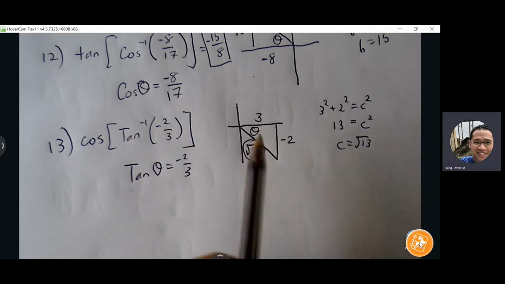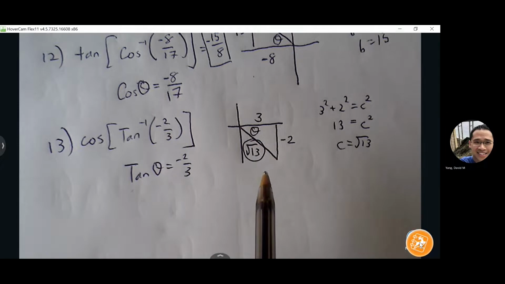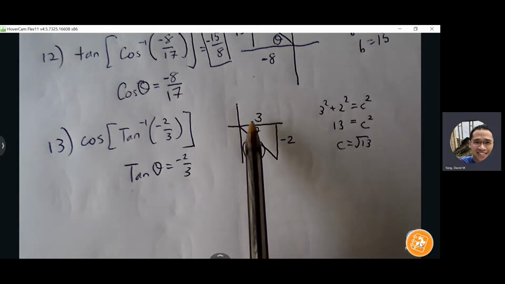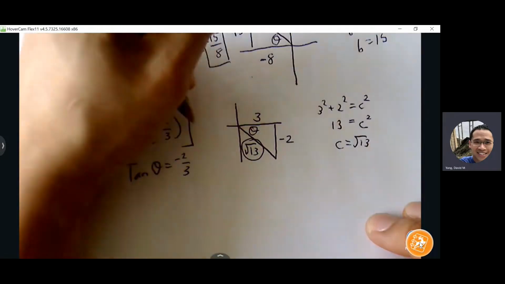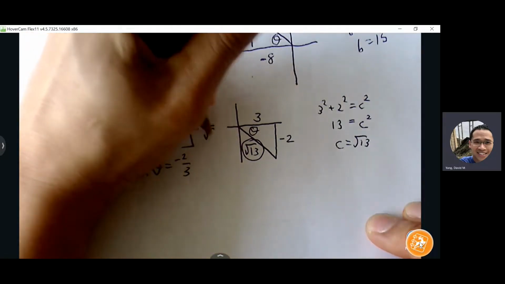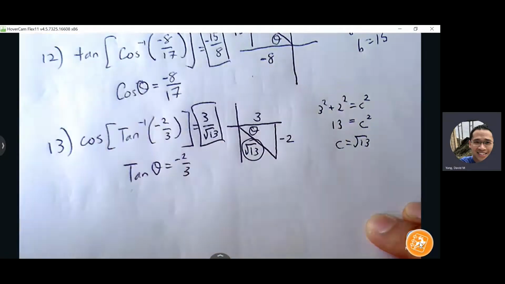Okay, what's cosine of theta? Adjacent over hypotenuse. So you don't have to rationalize the denominator. You can, but I'll accept it if you don't.